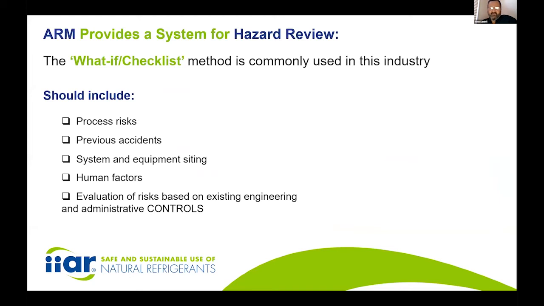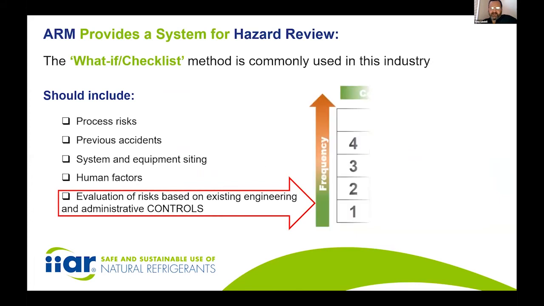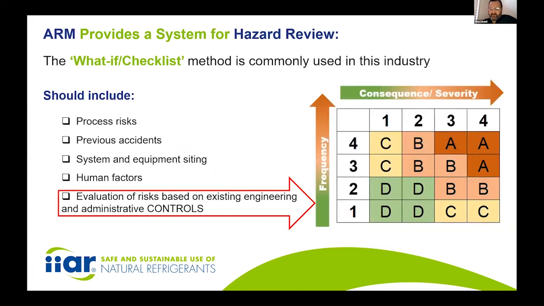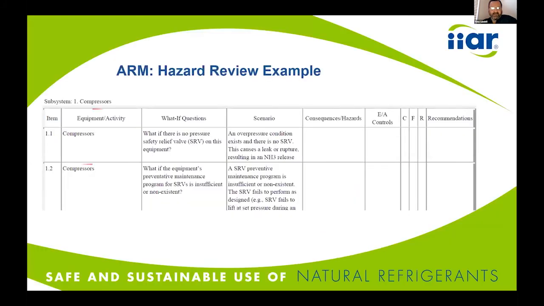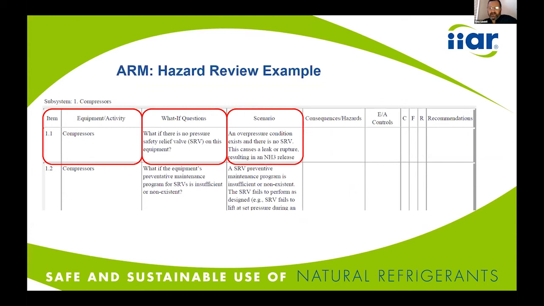The what-if checklist is a method that is commonly used in our refrigeration industry that includes those items that you would want to ask what-if questions on for process risk, previous hazards, system and equipment siting, human factors, and then the evaluation of risk based on existing engineering and administrative controls can provide you with a rating. Here's a little example where you have your equipment such as a compressor, you ask a what-if question, you get a scenario, and then you get a consequence.